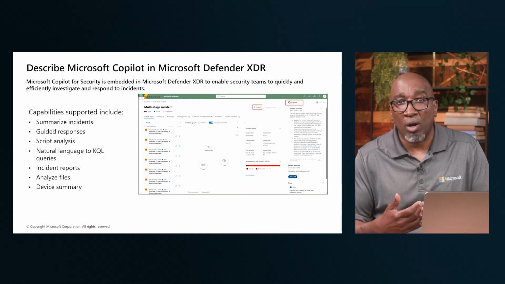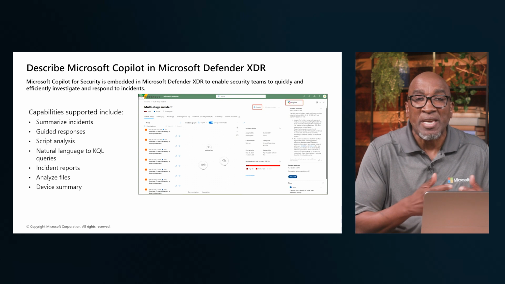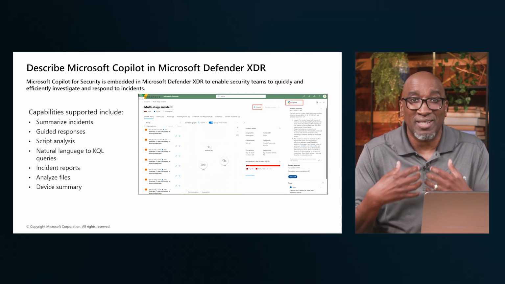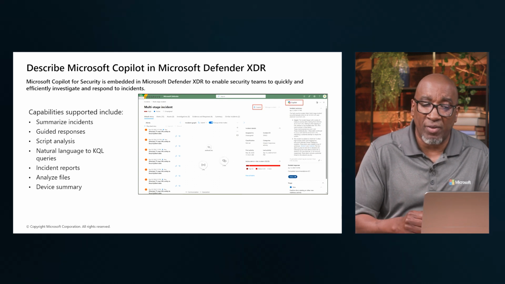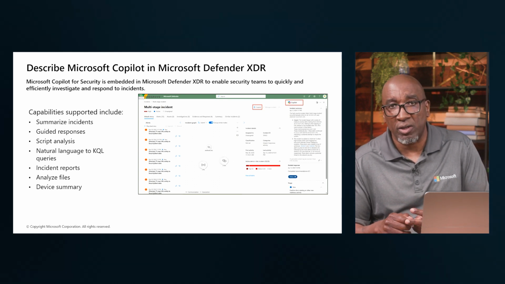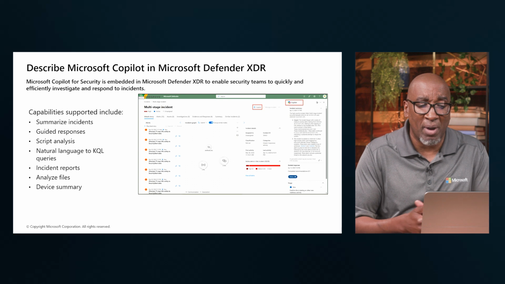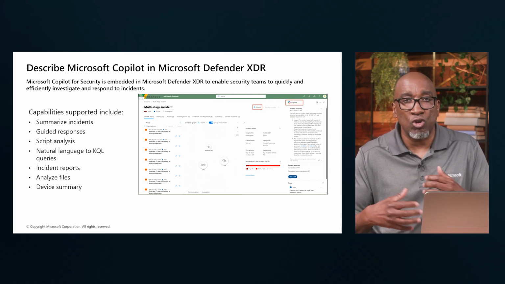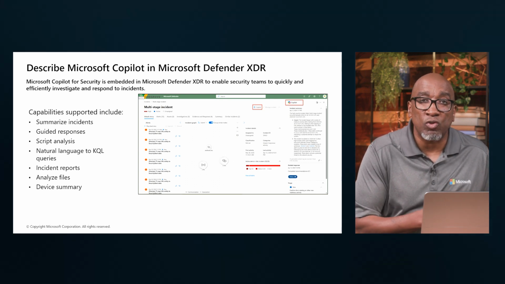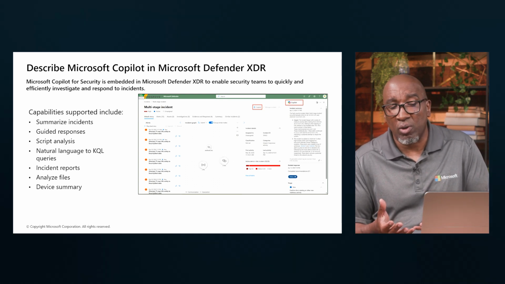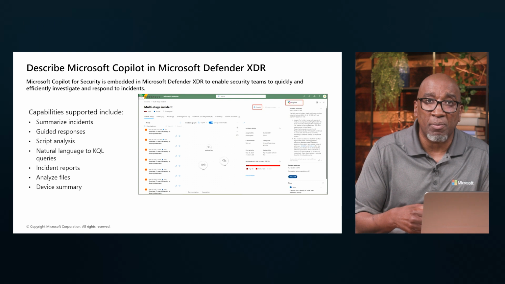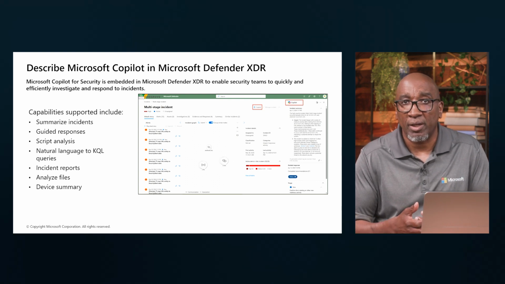Defender XDR allows Copilot to immediately incorporate some of the standard features that we have in an XDR solution: summarizing events, providing guided responses, analyzing scripts discovered by XDR, allowing you to write KQL queries using natural language prompting, generating incident reports, analyzing files, and providing device summaries when needed.